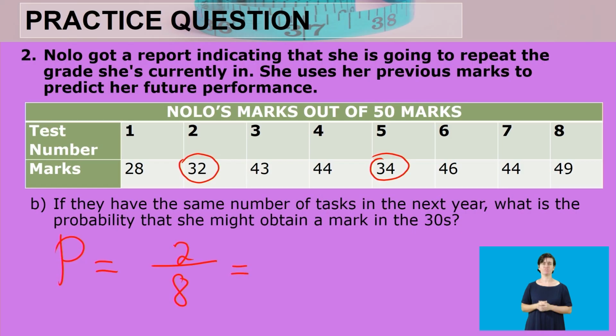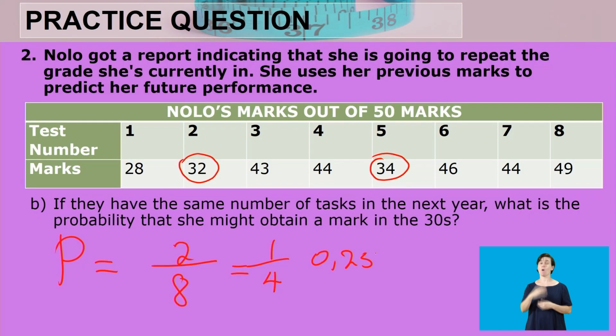So what is 2 over 8 in its simplest form? 2 goes how many times into 2? Because 2 is our highest common factor. It goes once. How many times does 2 go into 8? It goes 4 times. So the probability is 1 over 4, which is a quarter.